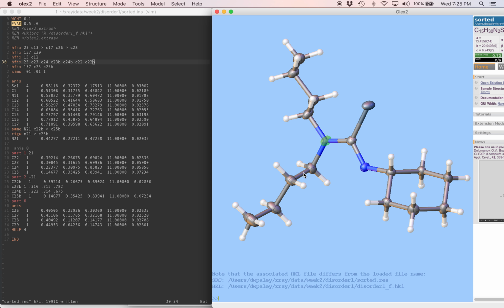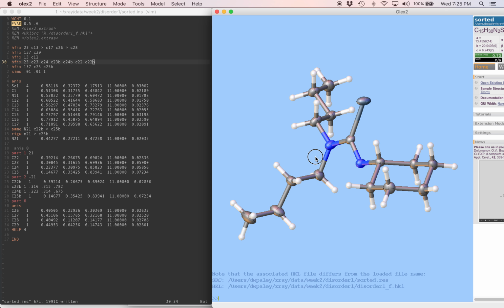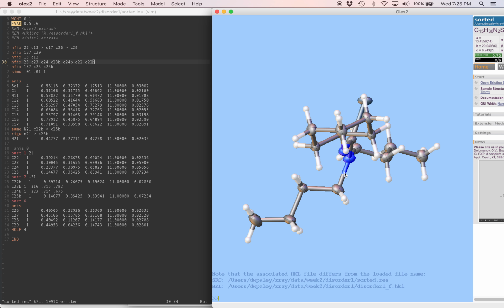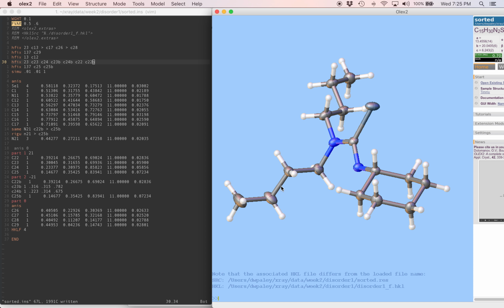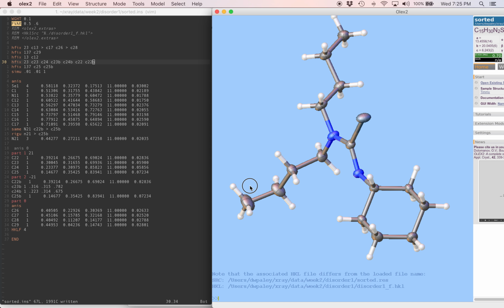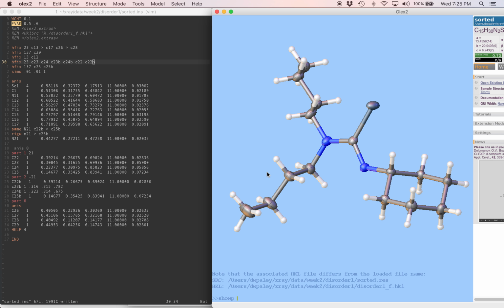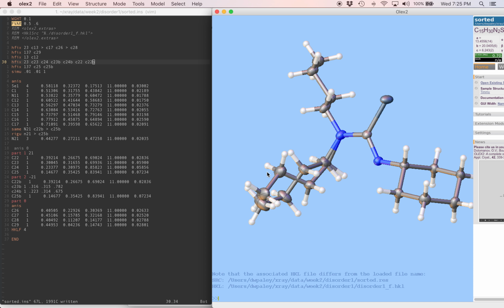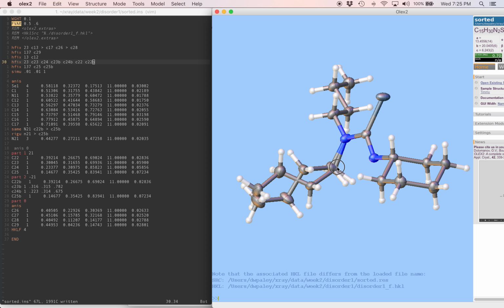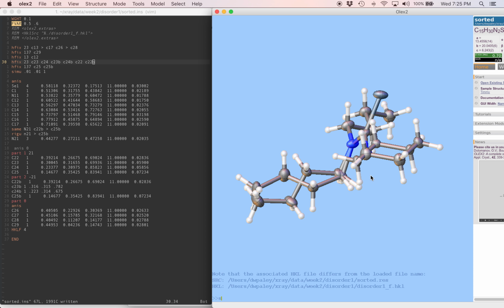Let's check on part 1. We can see by looking at it that there doesn't seem to be any problem here. 1.47 is good for a carbon-nitrogen bond, and 1.54 is perfect for a carbon-carbon bond. And these are also pretty close to ideal. Do show P to show everything together. There's one more thing to take note of.